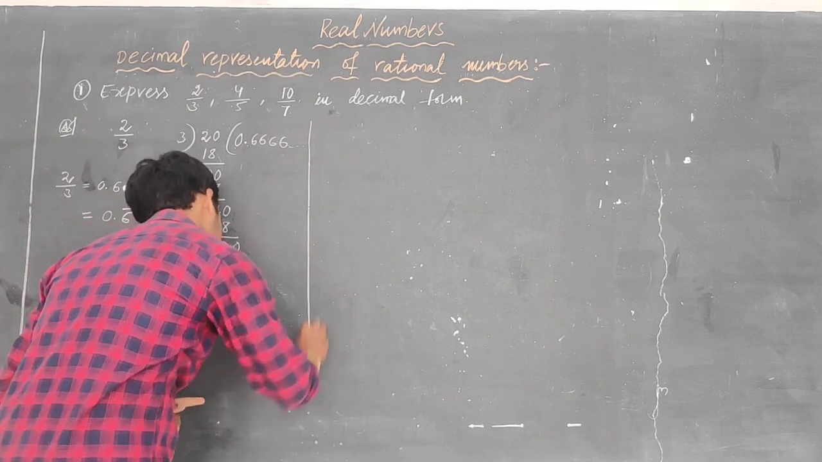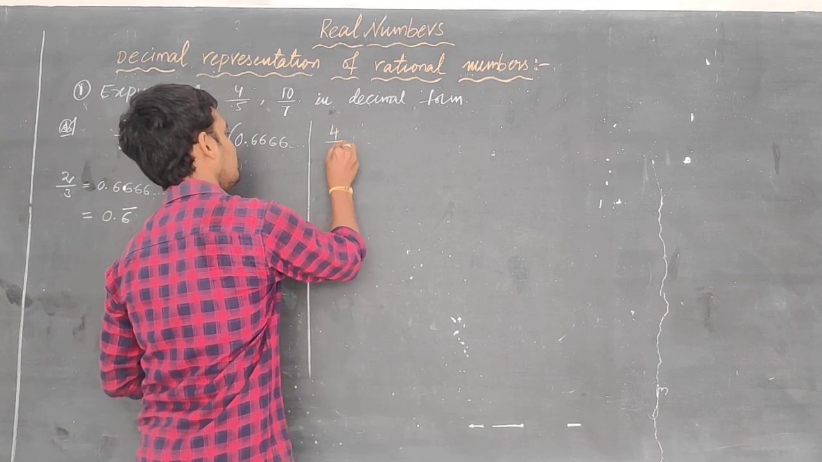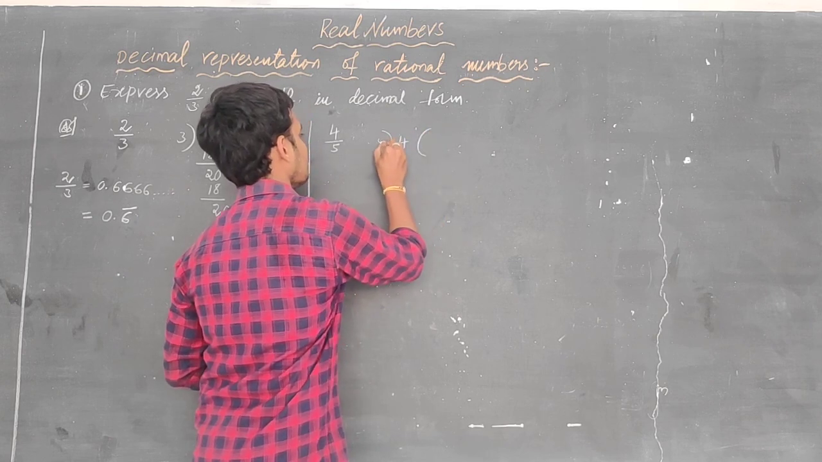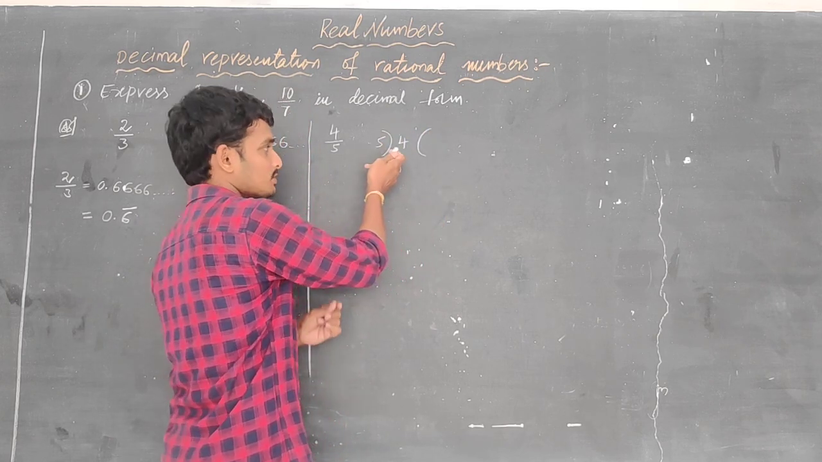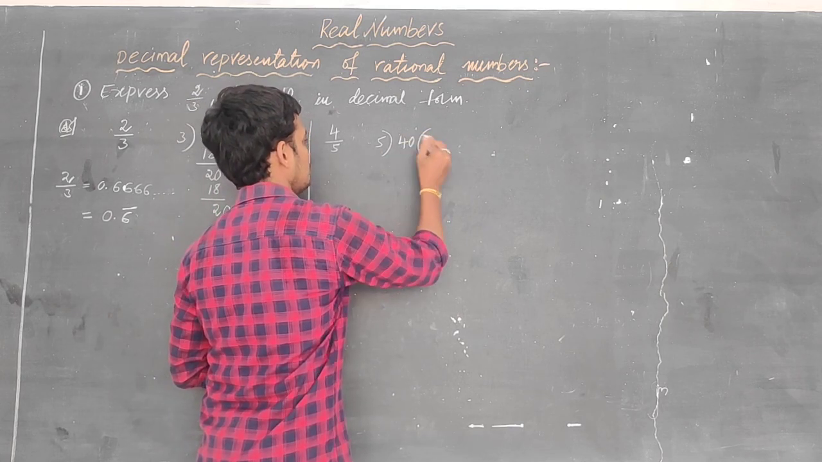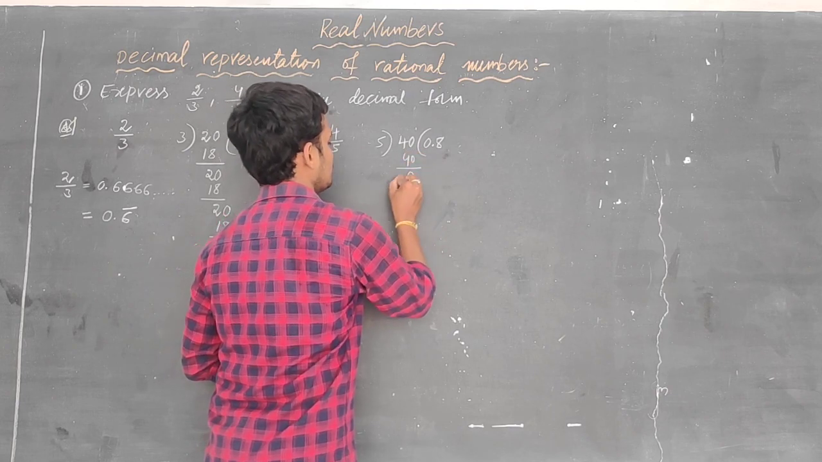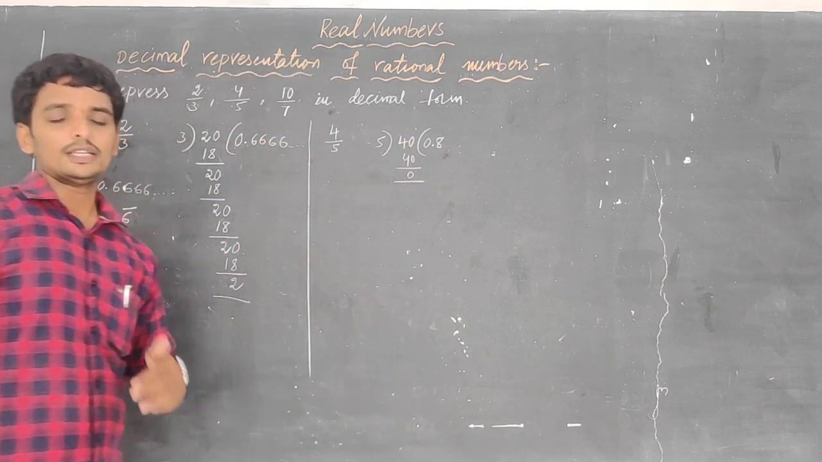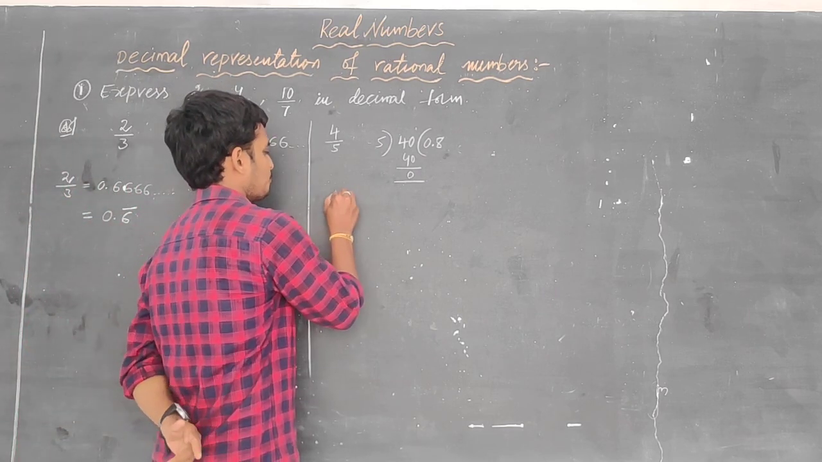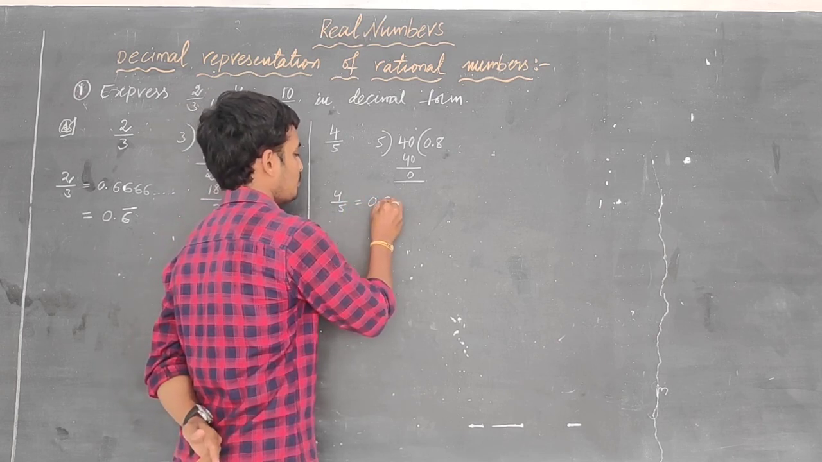Now we can do the second question. The second question is 4/5. Now we can divide 4 by 5. We can't divide, because 4 is the smaller number and 5 is the bigger number. So I am keeping 0.0. 8 5s are 40. The remainder is 0. If we get the remainder 0, that means the division has stopped. So I am writing 4/5 is equal to 0.8.